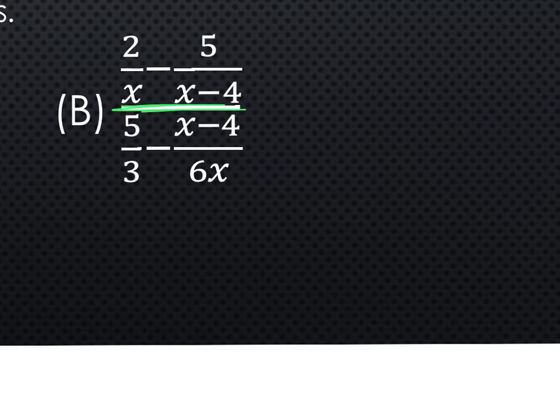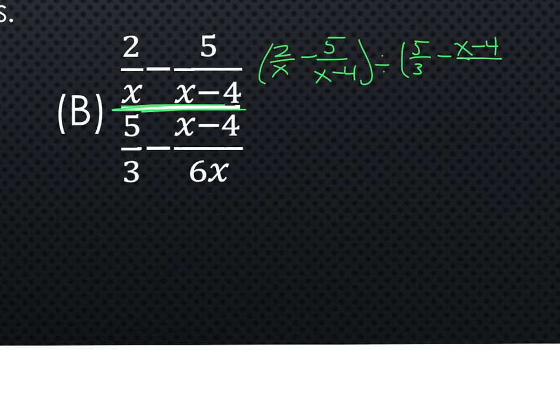Okay, so remember, the first thing we'll do is we'll identify that big fraction bar. And notice we need parentheses both the top and the bottom. So 2 over x minus 5 over x minus 4 divided by 5 over 3 minus x minus 4 over 6x.